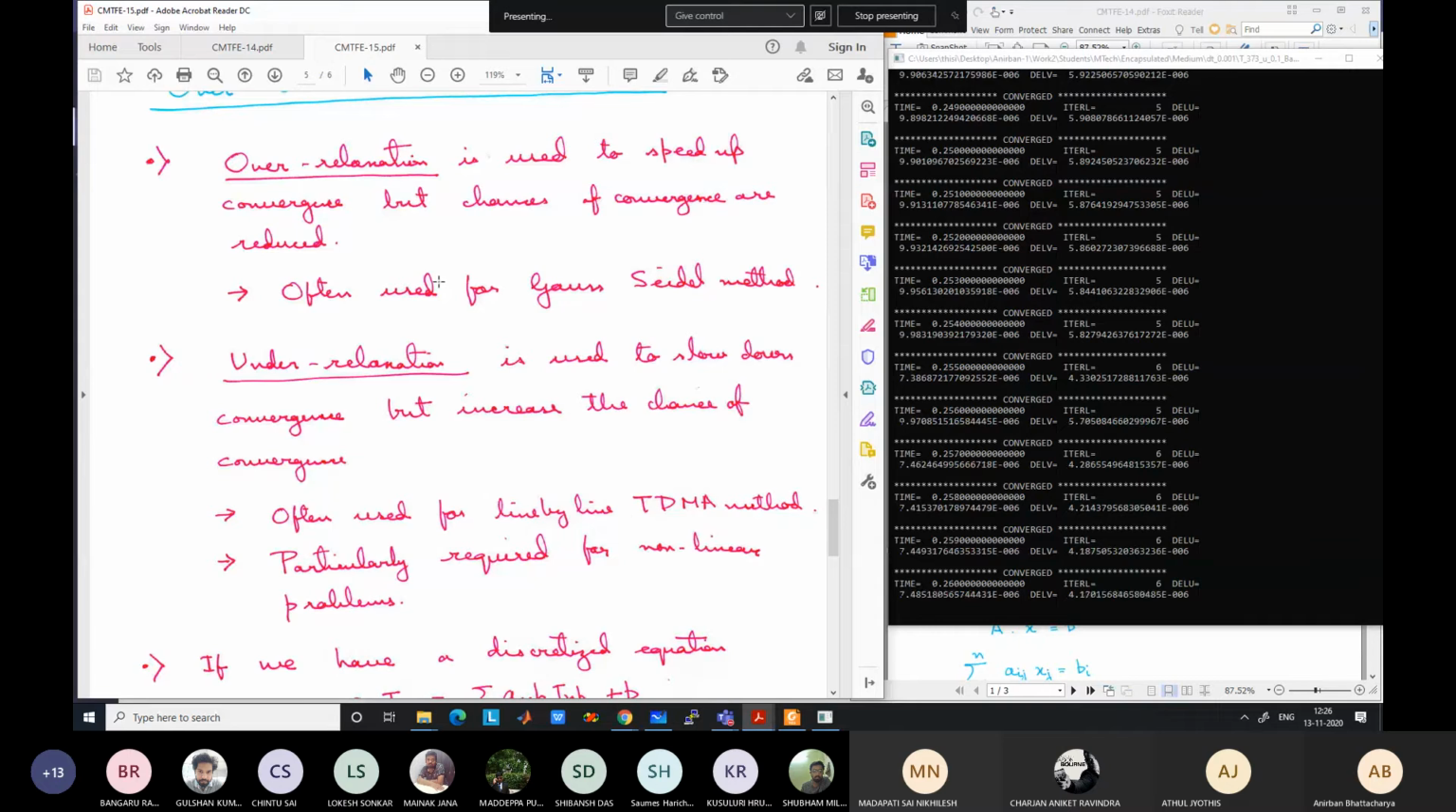Increasing the speed of convergence means that in each iteration, the change will be larger. So the convergence will be faster, but the chances of convergence will be reduced, because in each iteration the change is larger. You can go in the wrong direction, more in the wrong direction.